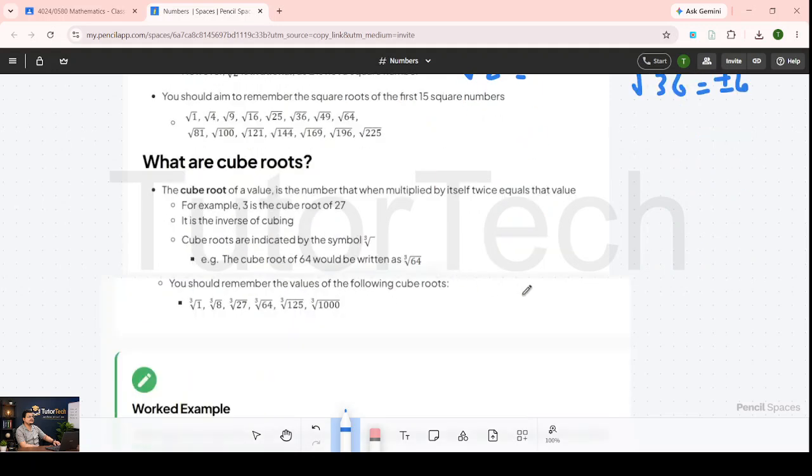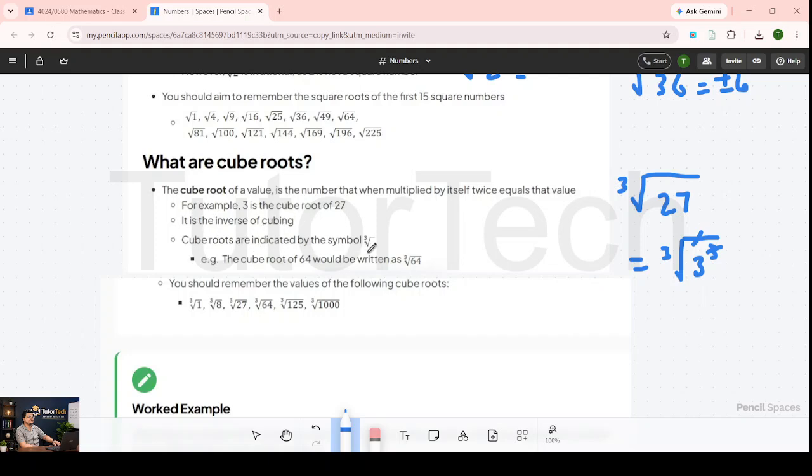And after that, what are cube roots? Cube roots are the ones in which, when multiplied by itself twice, equals that value. For example, 3 is the cube root of 27. So how do we write down the cube root? We write 3 here, then the root, and then 27. Inside the cube root we can write 3 to the power of 3, because 3 cubed equals 27. Now we can cancel the cube with the cube root, and ultimately we get the answer 3. So 3 is the cube root of 27. It is the inverse of cubing.